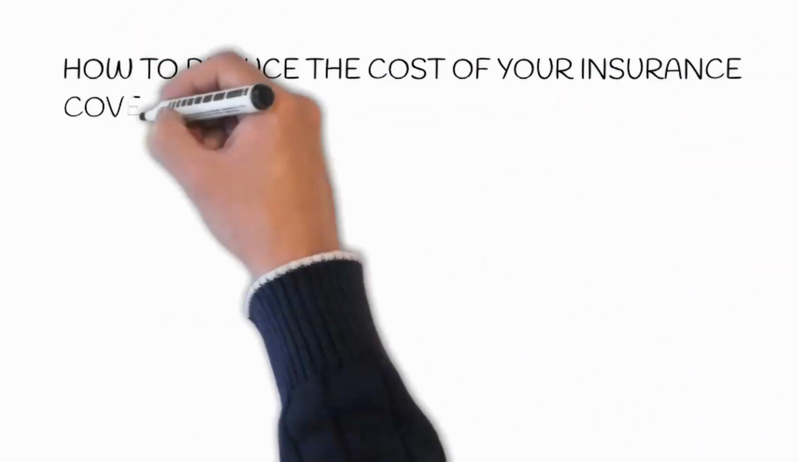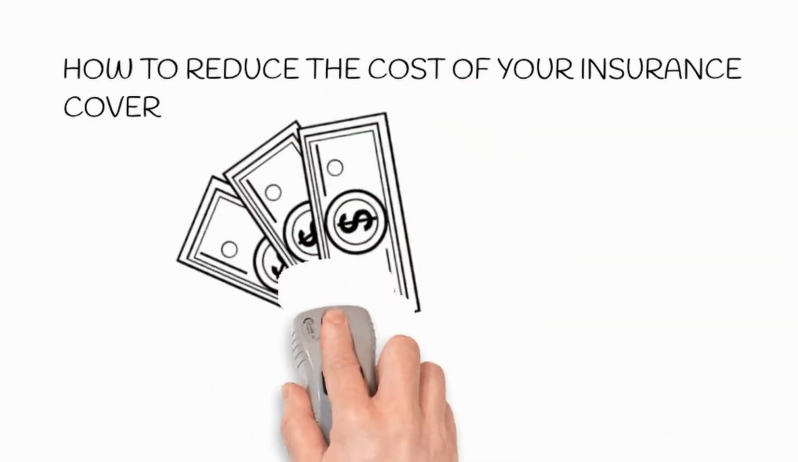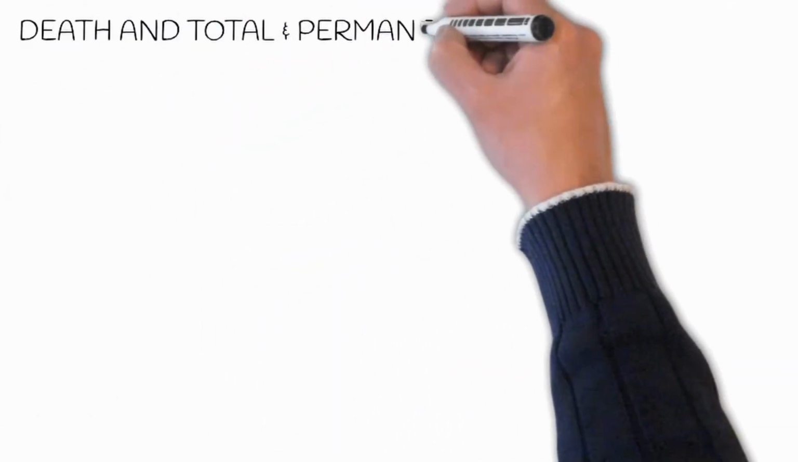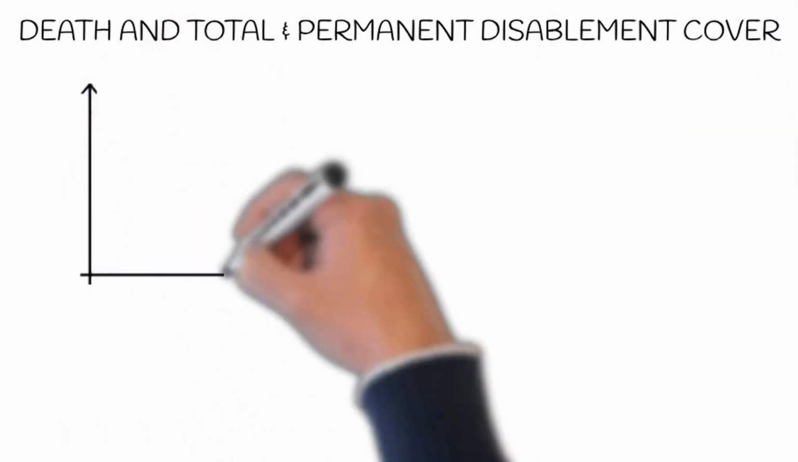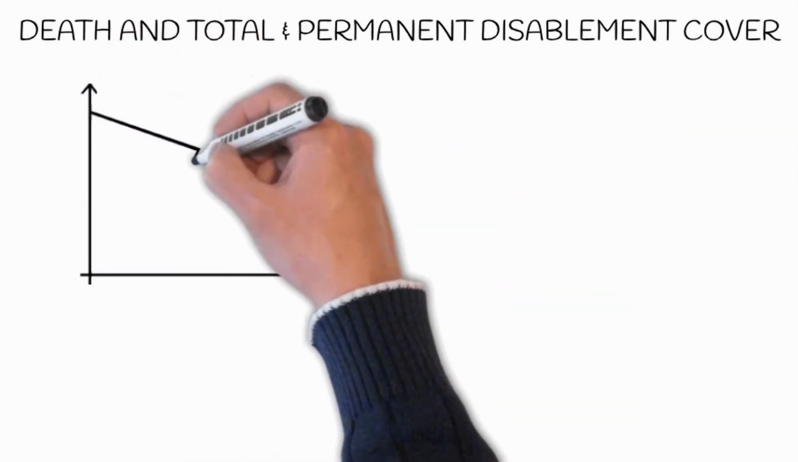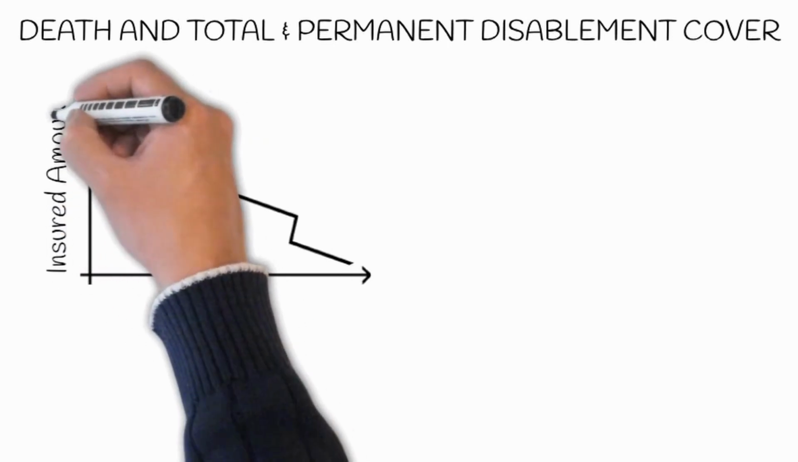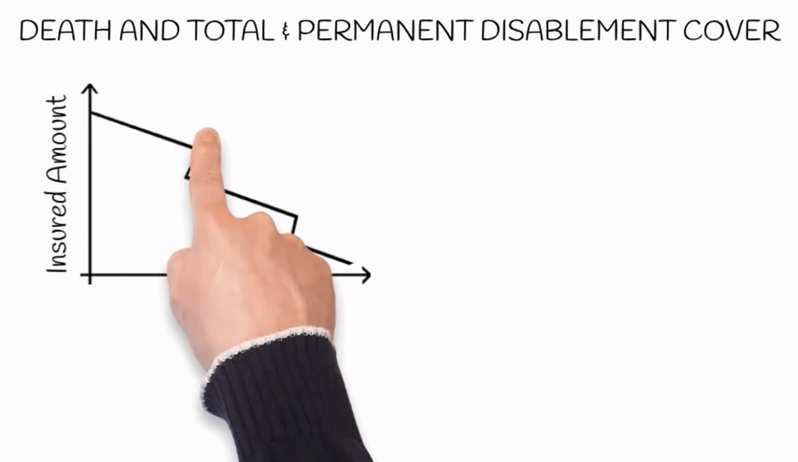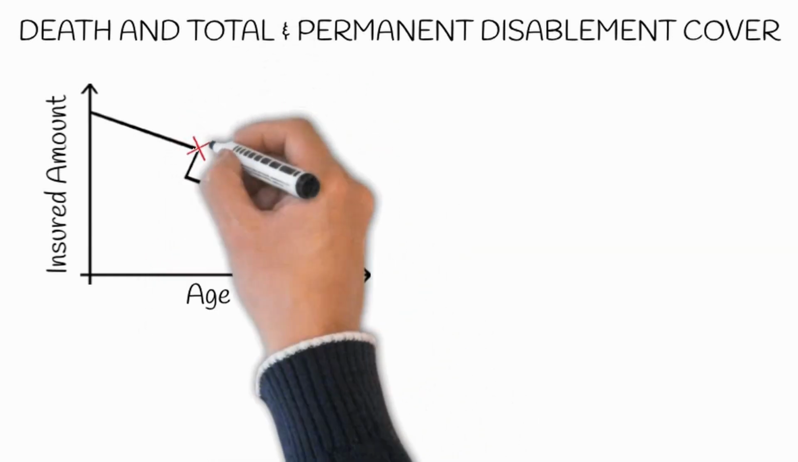Here are some tips you might want to consider on how to reduce the cost of your insurance cover. First up, you might want to review your death and TPD cover. The amount of your death and TPD is currently set at a level that may be based on your salary or age or even a fixed amount. Your cover would have been determined based on the overall risk and demographic profile of your employer's plan. It's not tailored to your needs specifically.